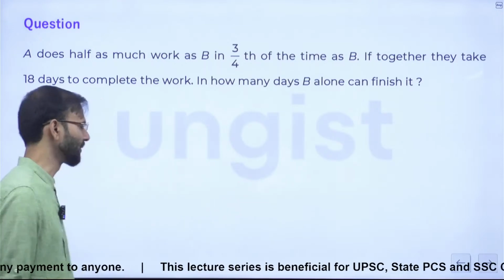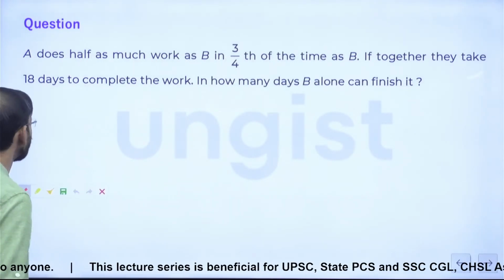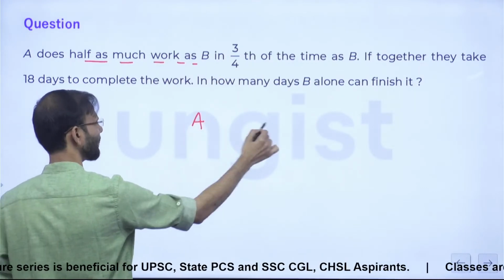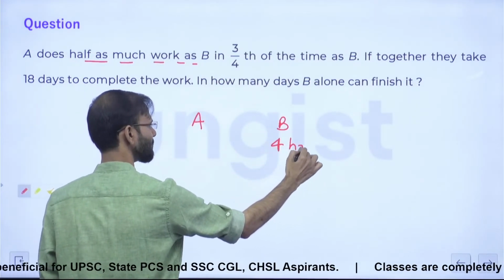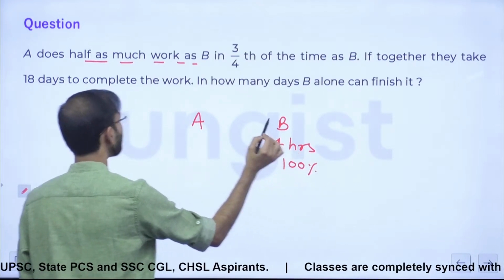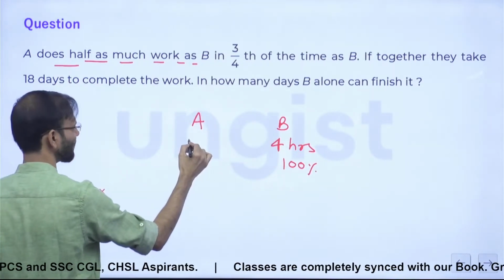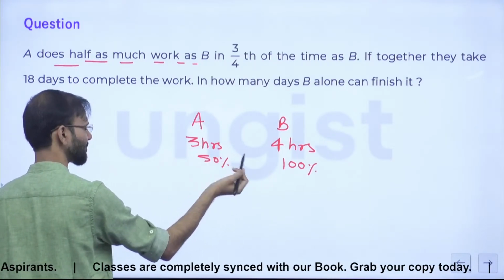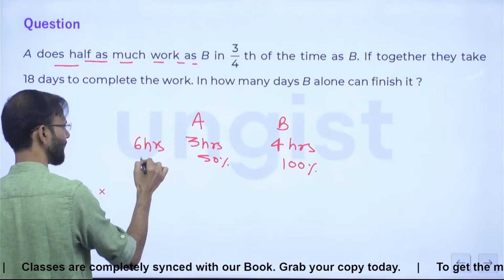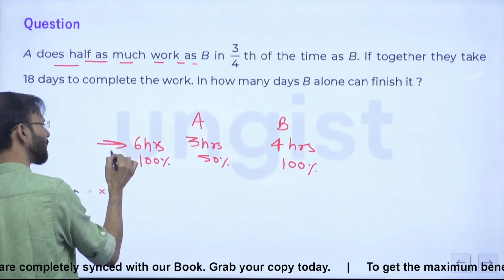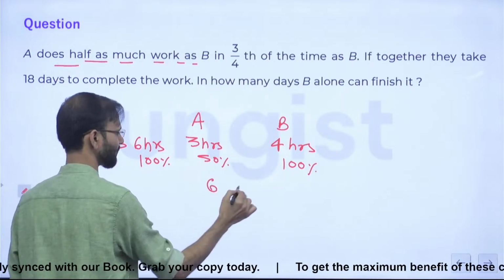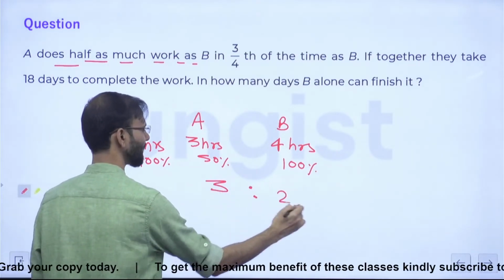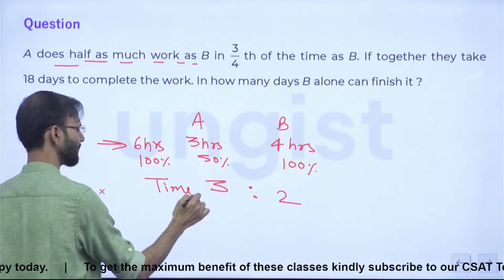Shall we discuss? Okay. Guys, just look at the question. The question is saying A does half as much work as B in 3/4 of the time. So if B is taking 4 hours to do 100%, A is doing half. So A is taking 3 hours to do 50% of the work. So this is 6 hours for 100%, correct, guys? So what is the ratio of the time? 6:4. 6:4 means 3:2, right? So the ratio of the time is 3:2.